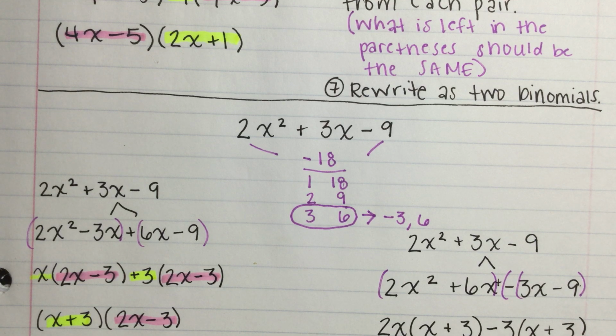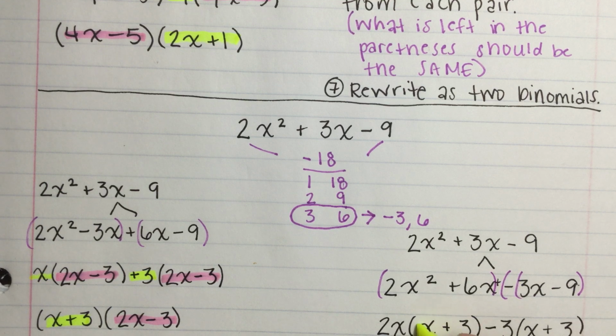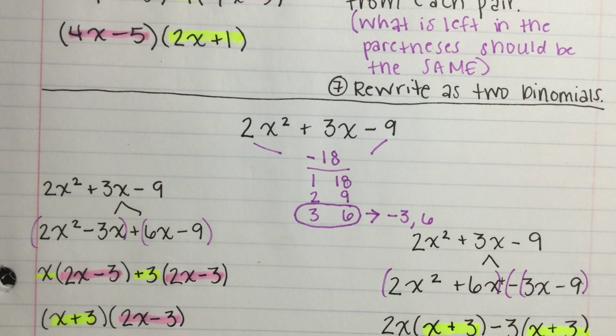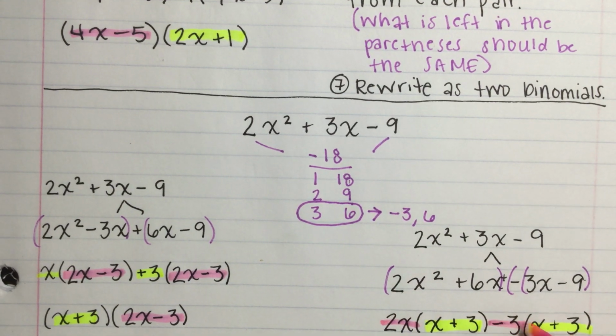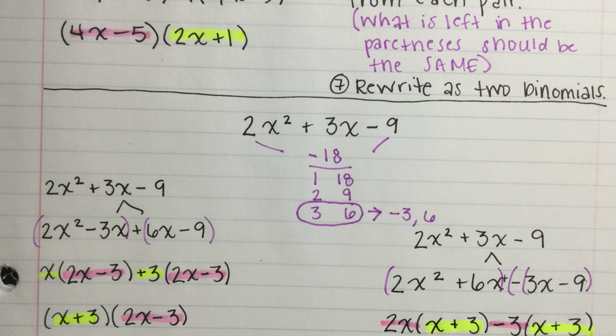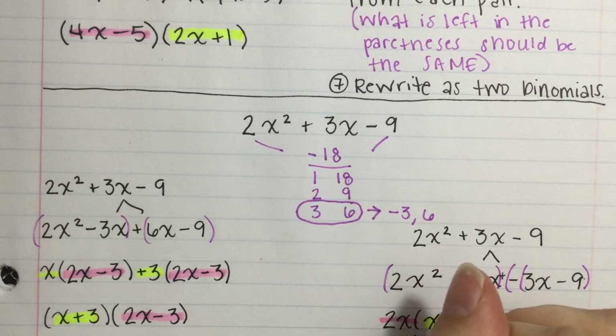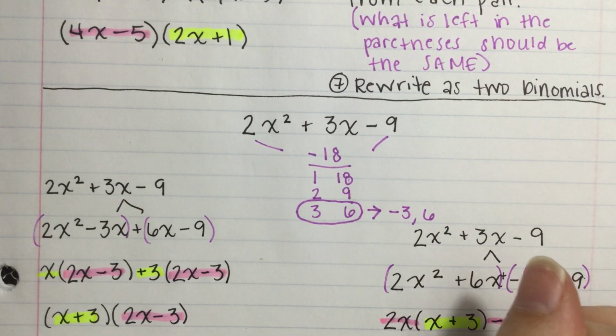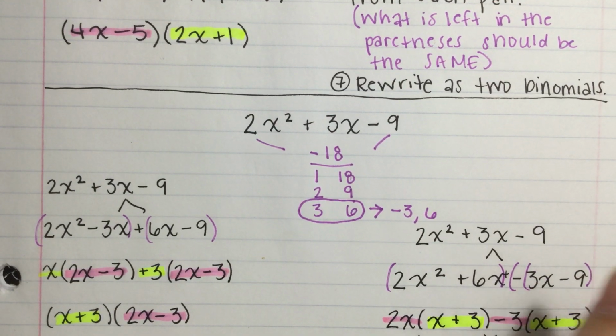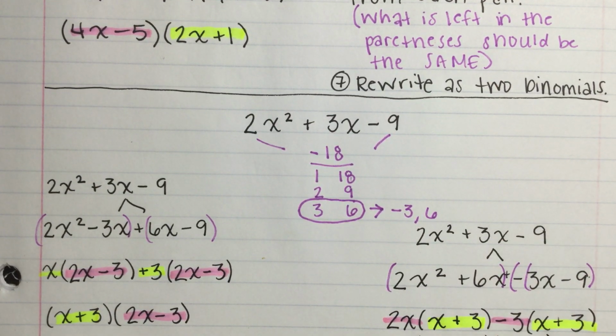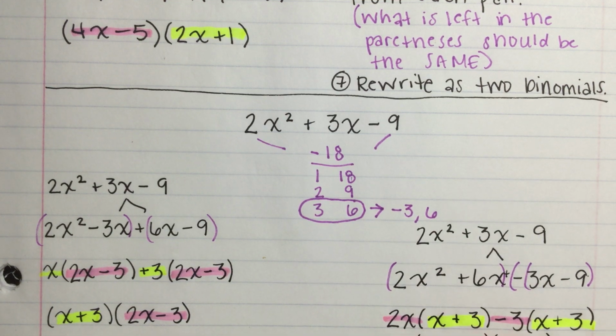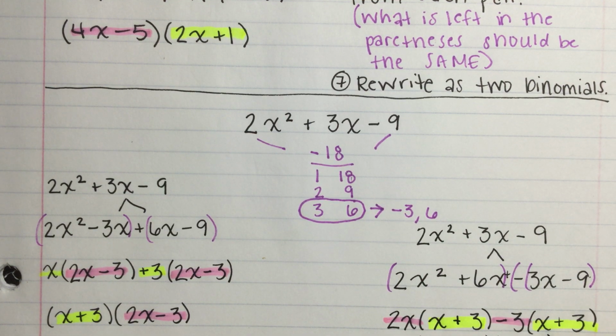And so you'll see what we have left over again is exactly the same. I have x plus 3 now in both of my parentheses, and on the outside I now have 2x minus 3. So it looks different on that second to last step, but the answer is still the same. I still end up with x plus 3 and 2x minus 3 as my 2 binomials.